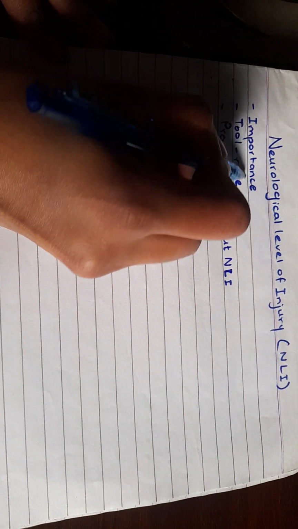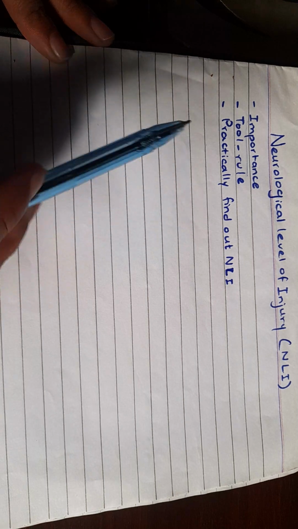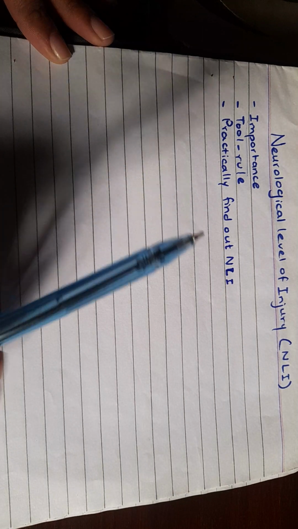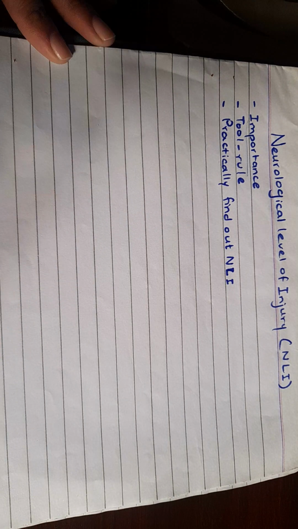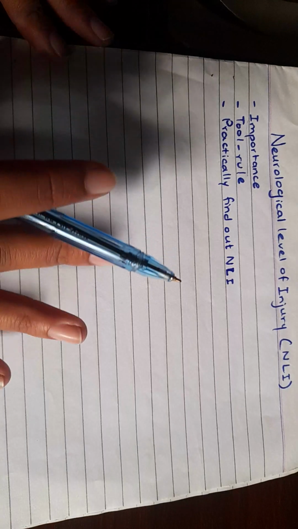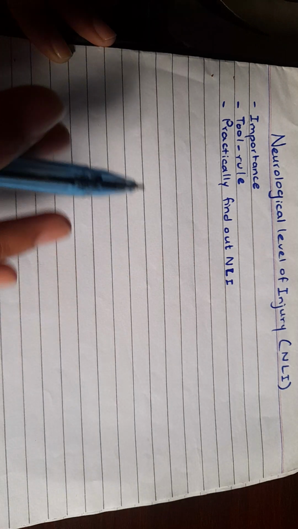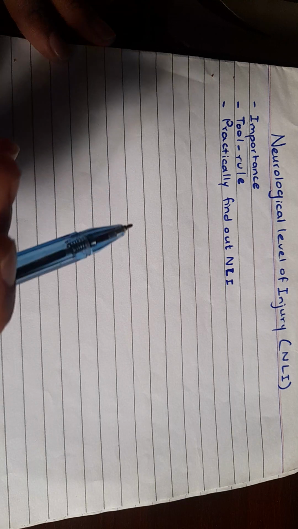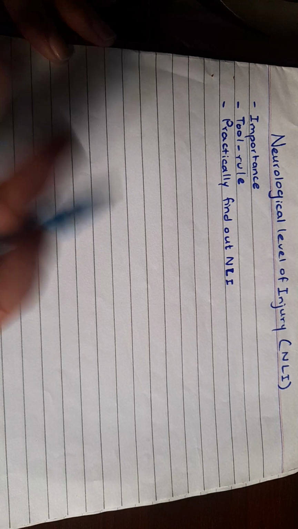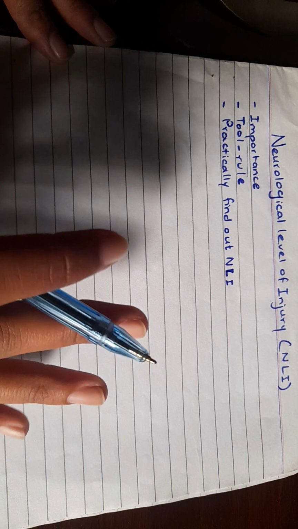So now first, let's talk about the importance of determining this neurological level of injury. As you know, this can tell us about the extent and impact of the spinal cord injuries. So whenever we come to know about the spinal cord injury level of the patient, this can guide us in the treatment of the patient, in the rehabilitation of the patient, as well as it tells us about the prognosis of the patient, that how the patient is going to recover, how much time would be required by him, as well as the long-term outcomes of the patients, as well as this tells us about the functional impairments. It means the activities that the patient cannot perform.